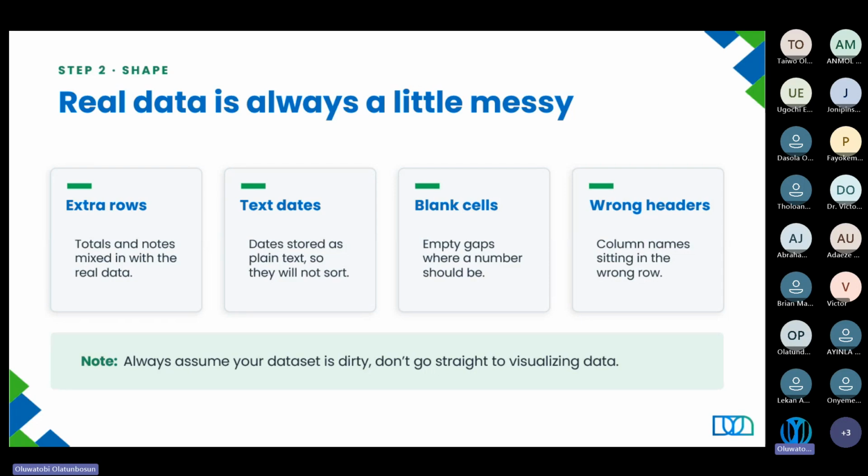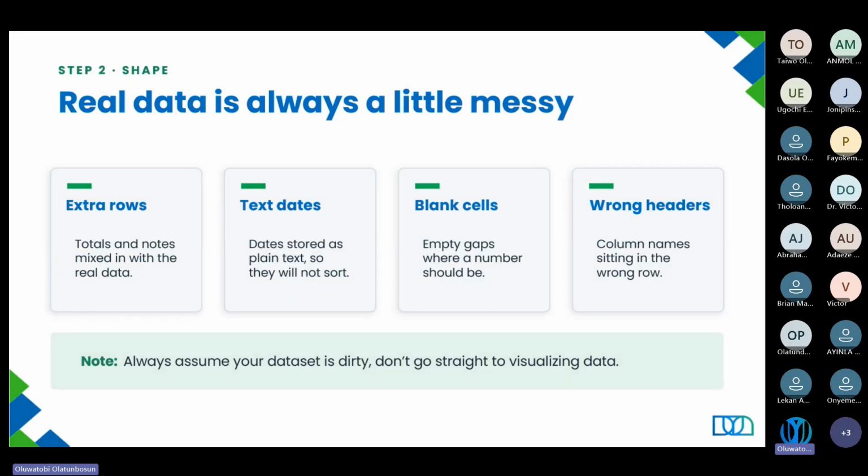Most data would always come messy, right? So it's important you always have that at the back of your mind. Some of the cases you see are extra rows or duplicate rows. You might have extra rows, especially for those who work with Excel. You might see totals and some notes. You just clean all of them off. Text dates: some of your dates may be saved in text format, and if you leave it like that, it's going to distort your data.